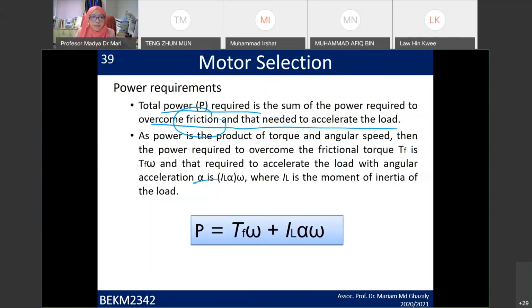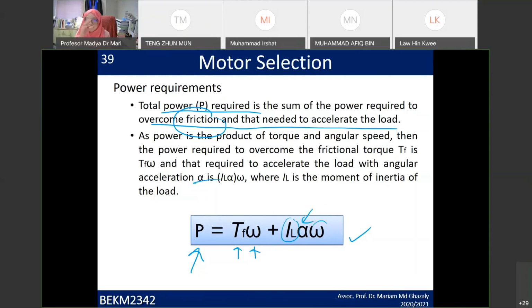So power is the product of torque and angular speed. Power can be calculated using this equation: torque times the angular speed, plus the friction over here. Then you have the moment of inertia of the load, so you have I_L, and you have the moment of inertia over here. So P can be calculated using this equation.